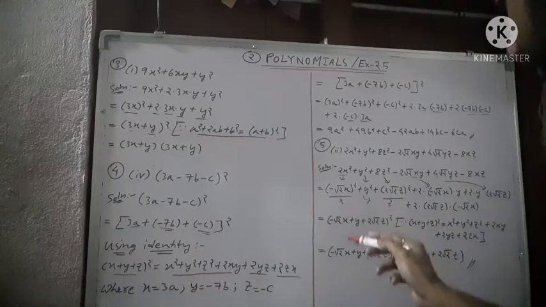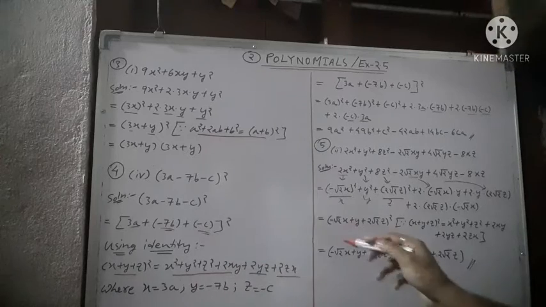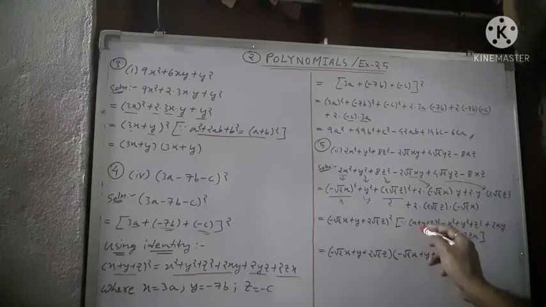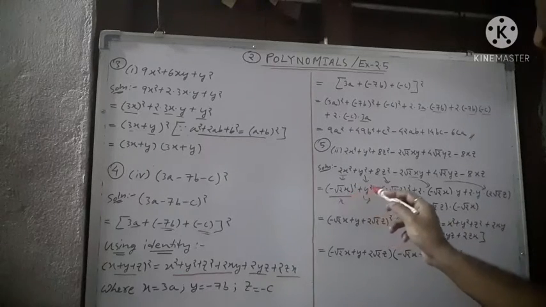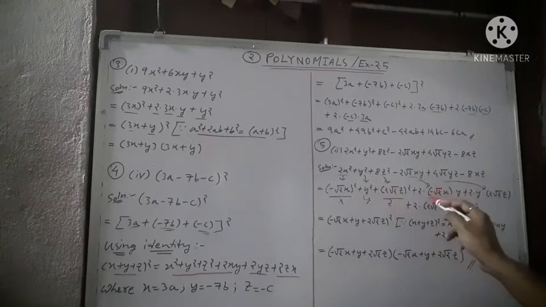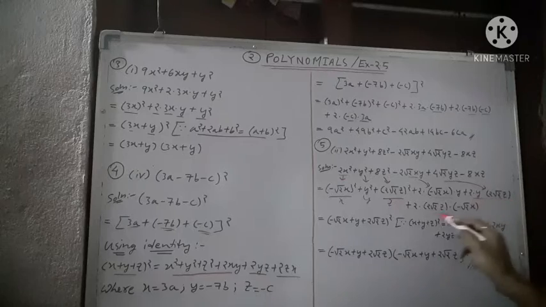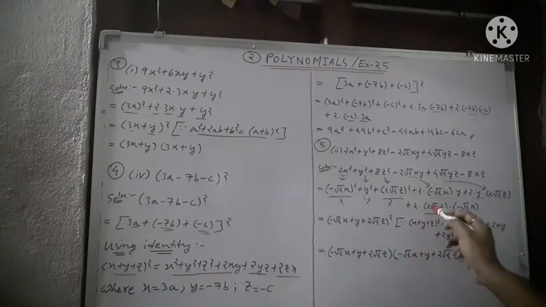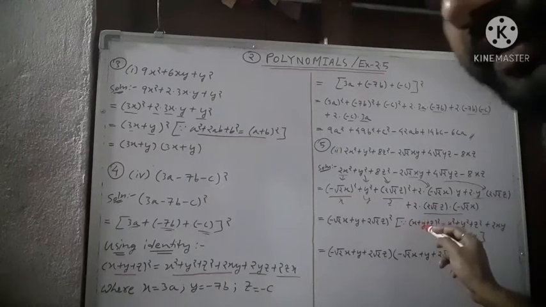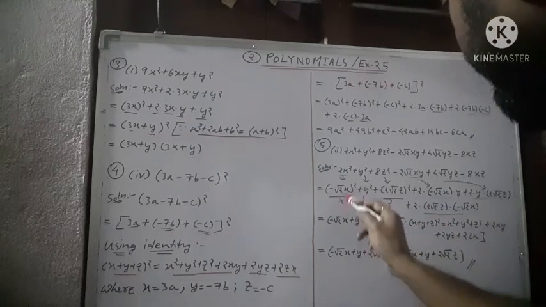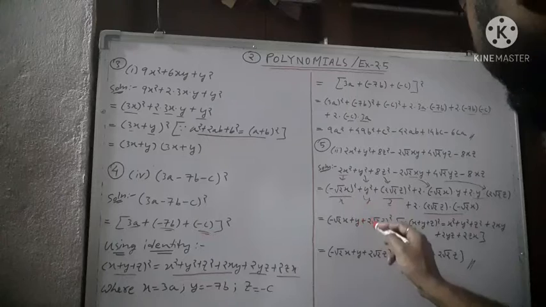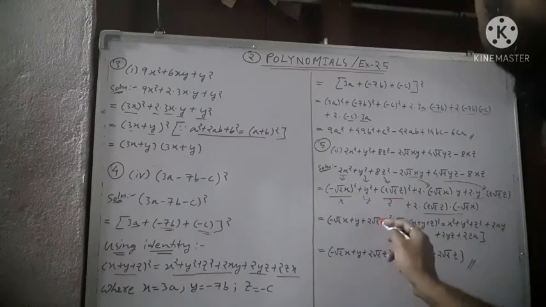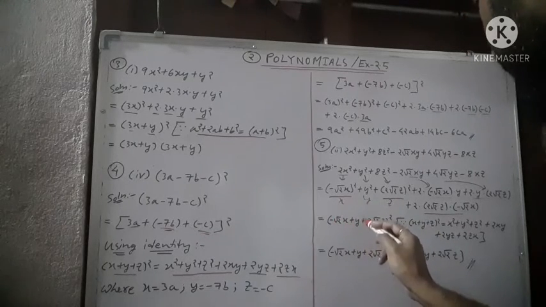Okay. So therefore what is the value of that? According to the identity, the value of that one is (x + y + z) whole square, because it is x square plus y square plus z square plus 2xy plus 2yz plus 2zx. So the value of that one is (x + y + z) whole square. So therefore we have written minus root 2 x, because this is the value of x, plus y plus 2 root 2 z, whole square.